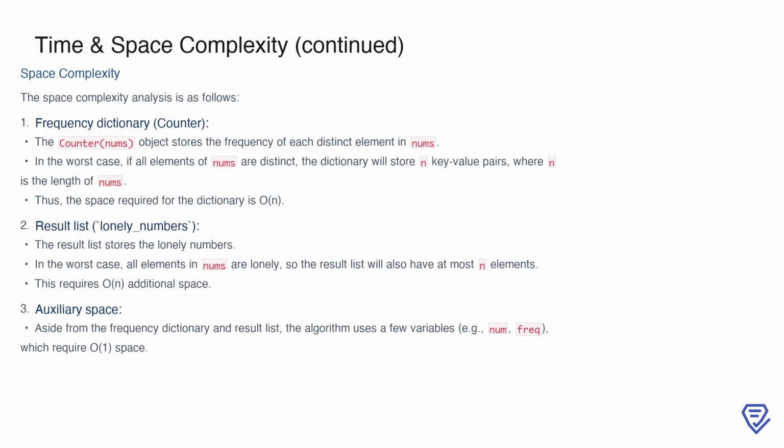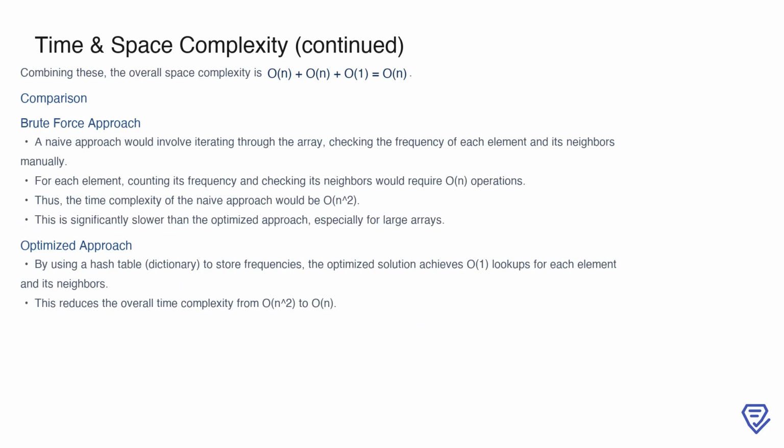If all elements in the array are lonely, this list would also hold up to n elements, requiring another O(n) space. Beyond these, auxiliary space is limited to a few variables like number and frequency, which only require O(1) space. When we combine all these components, the overall space complexity becomes O(n) plus O(n) plus O(1), which simplifies to O(n). Combining our time and space analyses, we see that both complexities are linear, or O(n), making the solution efficient.